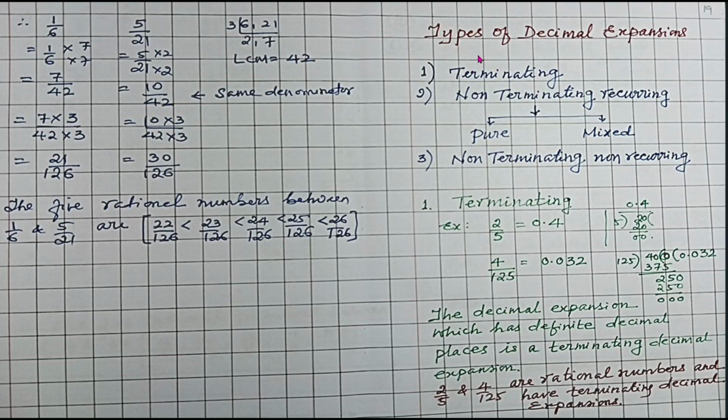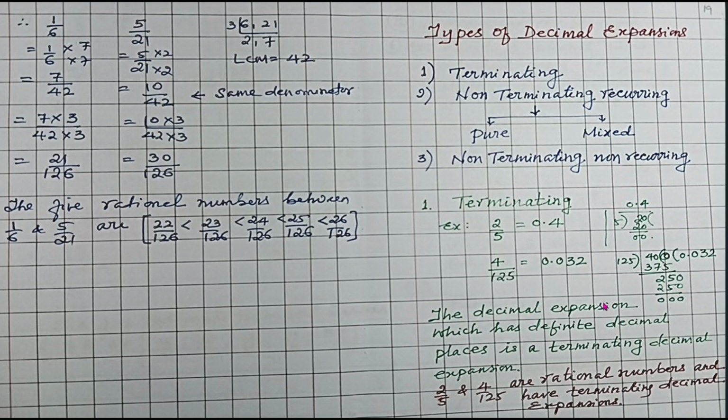Now let us consider the first one, that is terminating decimal expansion. So if I have a rational number 2 by 5, if I divide 2 by 5, we get 0.4, and it is ending, that means it is terminating. 0.4 is 100% a terminating decimal expansion. If I take another example, 4 by 125, if I divide 4 by 125, I get 0.032, again it is ending or terminating. So this is called the terminating decimal expansion.